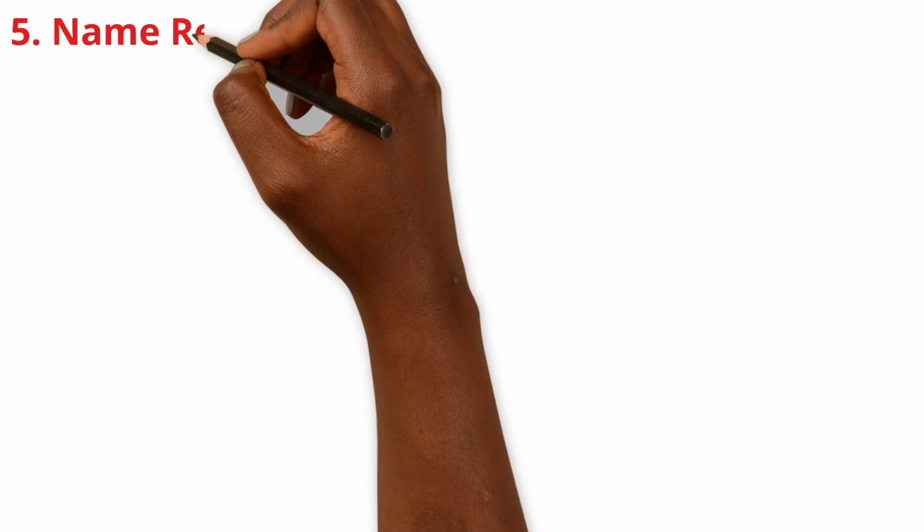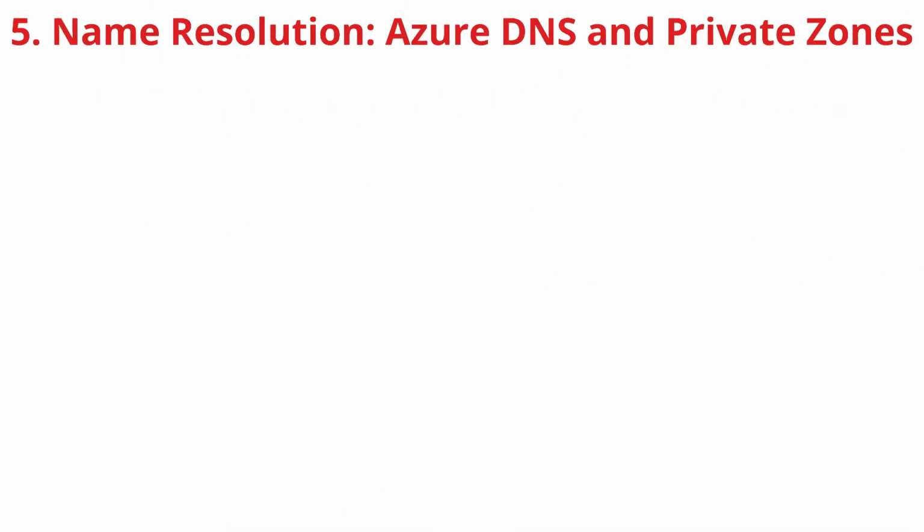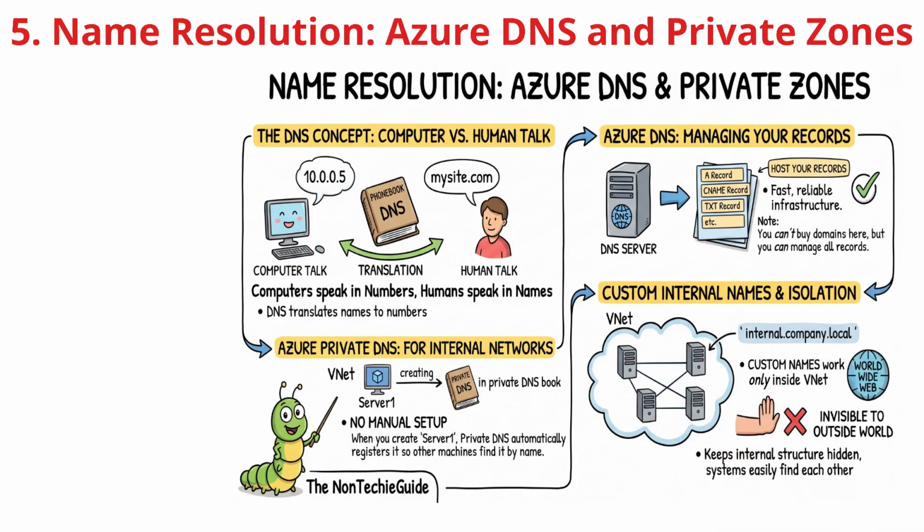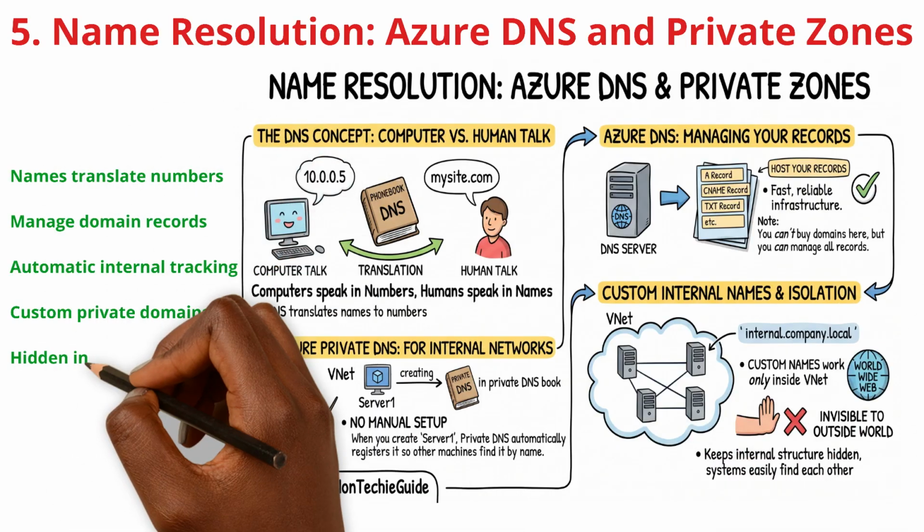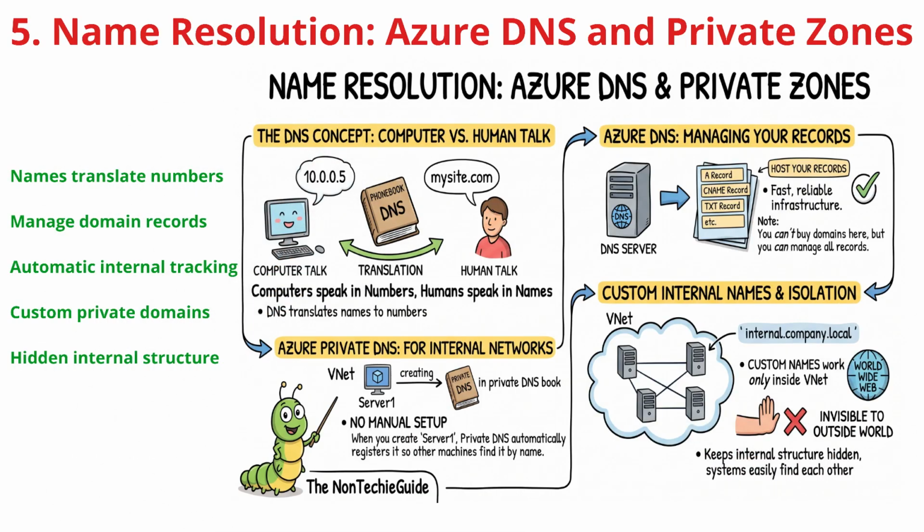Computers speak in numbers, but humans speak in names. DNS is the digital phone book that translates a name like mysite.com into an IP address. With Azure DNS, you can host and manage all your domain records on Microsoft's fast, reliable infrastructure.